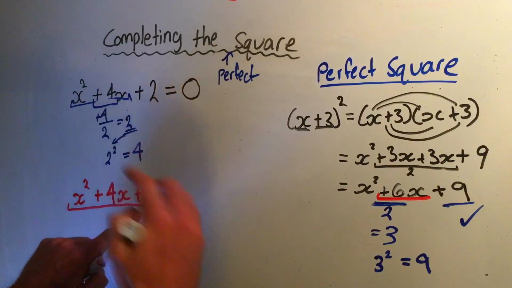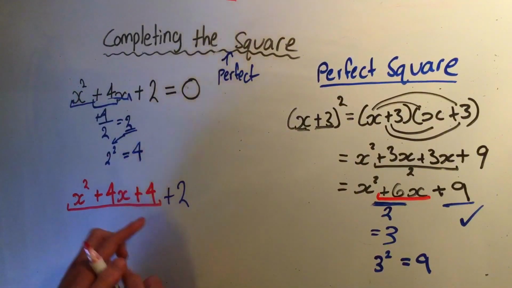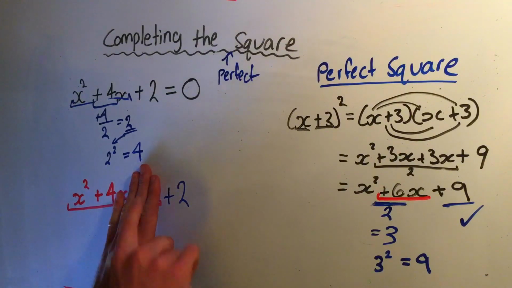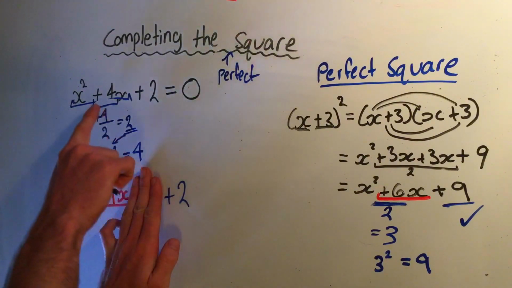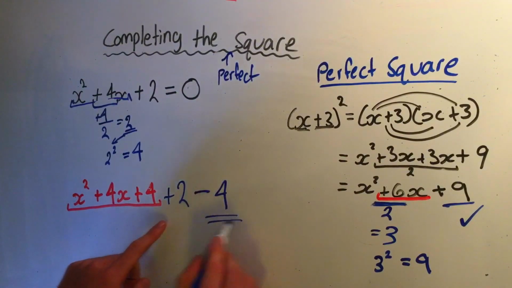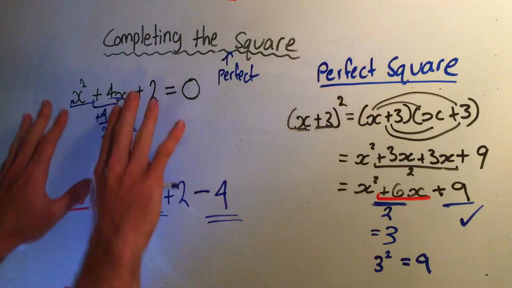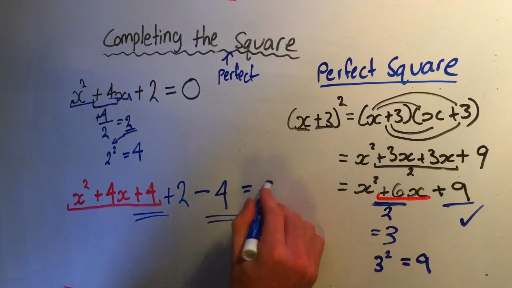Okay, so I have x squared plus 4x plus 4, but I've added in 4. I didn't have 4 originally. Therefore, I'm going to continue writing what I had before, plus 2, and the only difference is now that I have plus 4 there, which wasn't there before. So I have to minus 4 on the outside. You added 4 and you minus 4. So really, you haven't actually changed anything about the original quadratic.